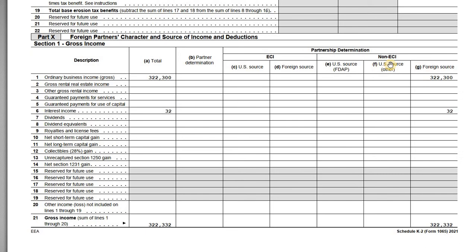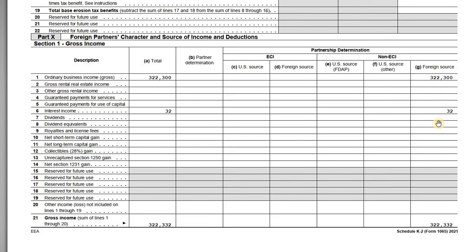Okay, so non-ECI is income that's not effectively connected with a trader business, and it's separated into U.S. source income or foreign source. U.S. source FDAP or U.S. source other are types of income that are interest, dividends, rents, royalties. These are the types of income that are U.S. source, but they're subject to withholding tax at source and on a gross basis.